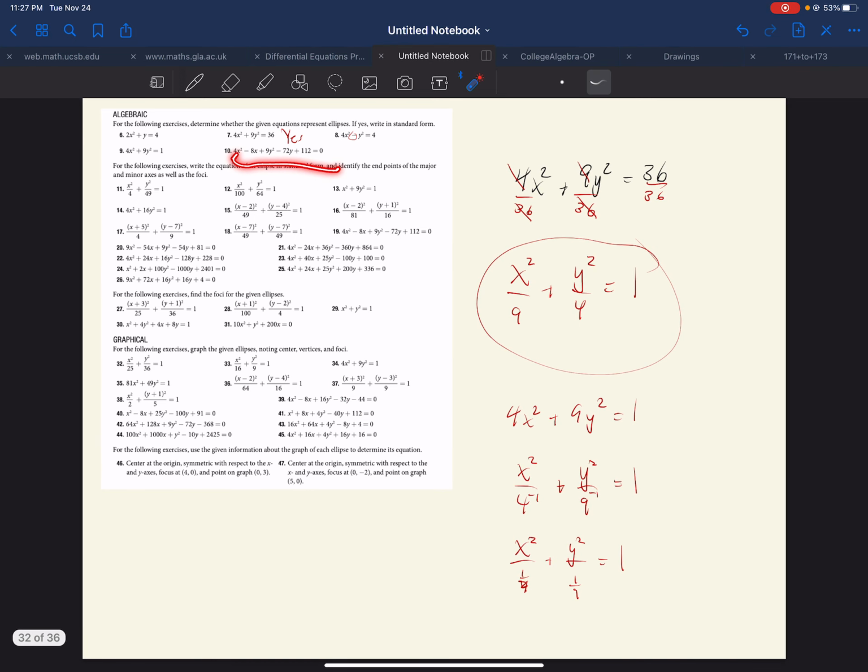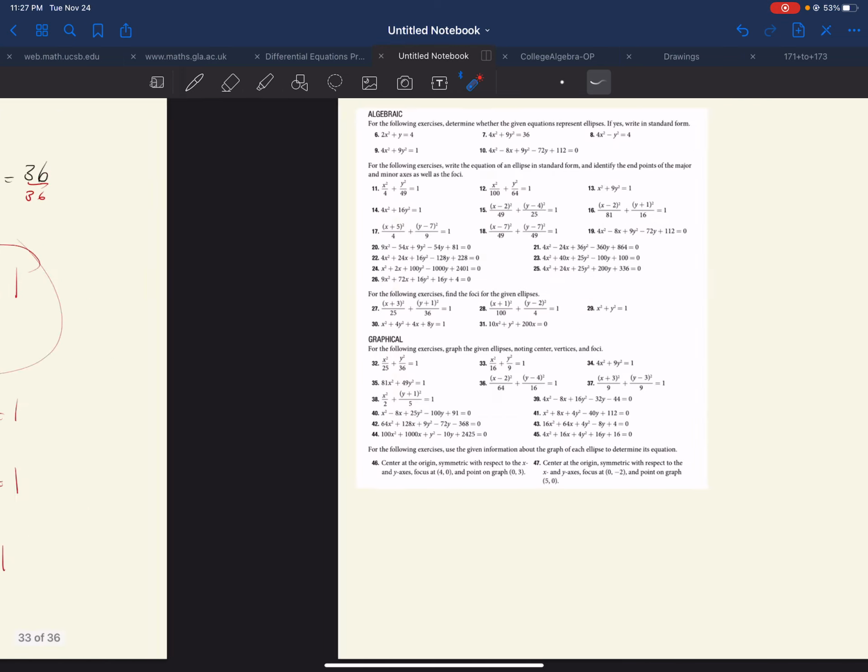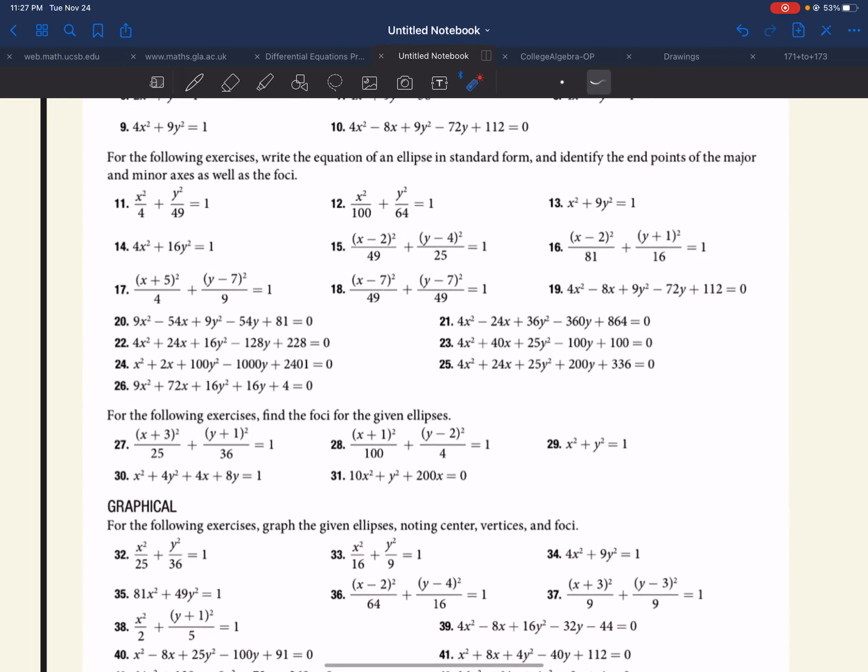And number 10 is also an ellipse because you have an x squared plus a y squared. It would take completing the square to do, and we're going to do them down here when we hit these in just a little bit. So bear with me on that. Okay, let's hit that second section of problems.